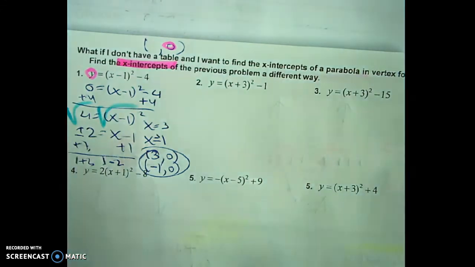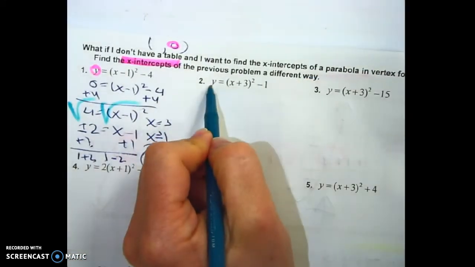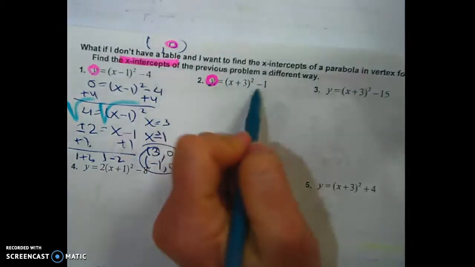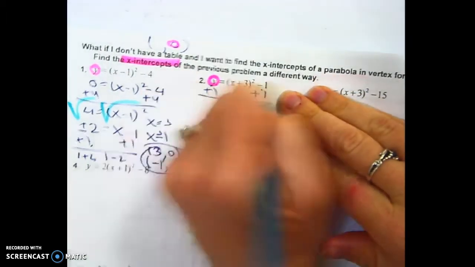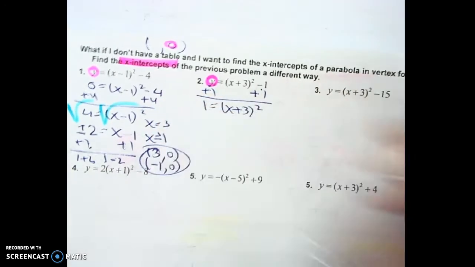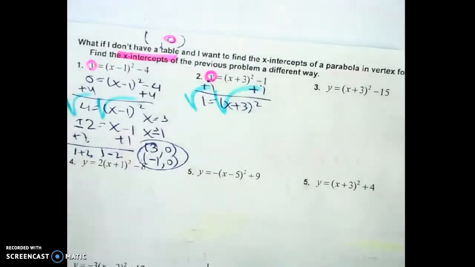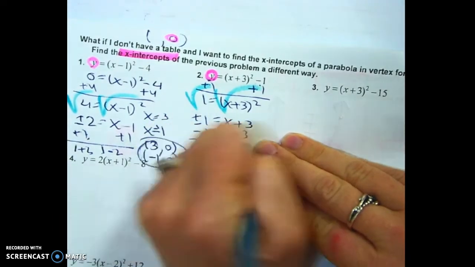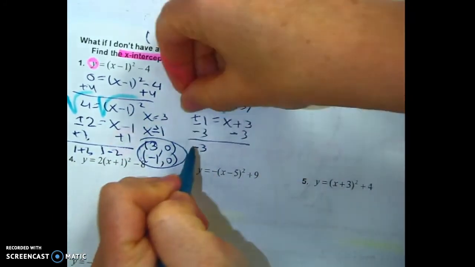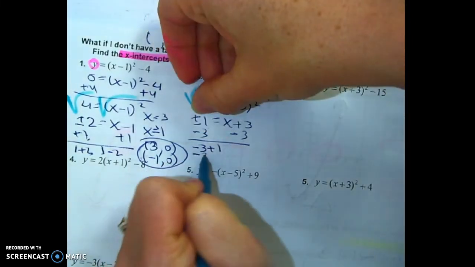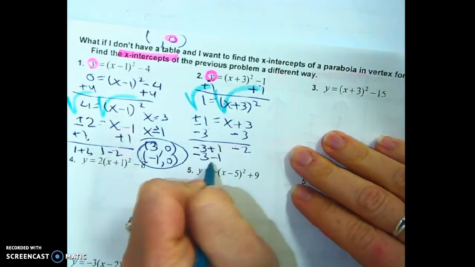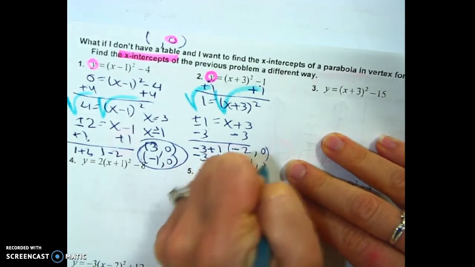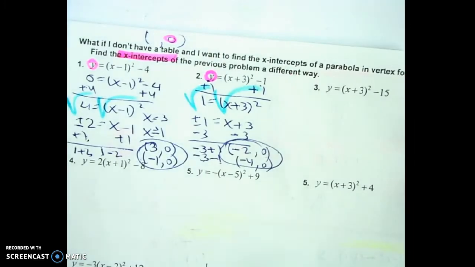Okay? Let's do number 2. Since I asked for the x-intercepts, the first thing I want you to do is set that equal to 0. I can't square root it till I get rid of the 1, so add 1 to both sides. Now square root. Plus or minus 1 equals x plus 3. Subtract 3. My two options are negative 3 plus 1, negative 3 minus 1. Negative 3 plus 1 in my calculator is negative 2. Negative 3 minus 1 in my calculator is negative 4. But I need to write it as a point because I'm going to be graphing it eventually.